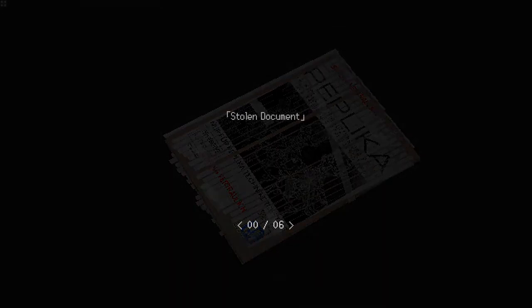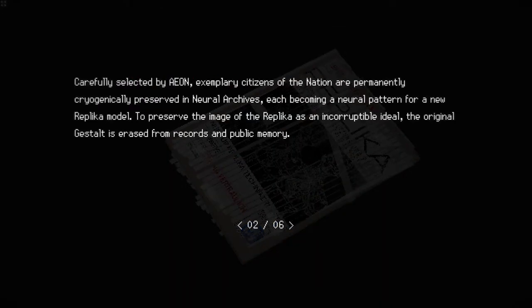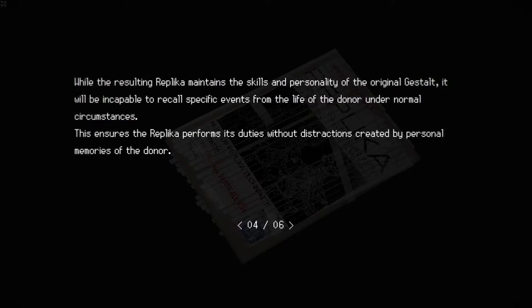Looking around here, another new document named Stolen Files is found. It reads as follows. Carefully selected by Aeon, exemplary citizens of the nation are permanently cryogenically preserved in neural archives, each becoming a neural pattern for a new replica model. To preserve the image of the replica as an incorruptible ideal, the original gestalt is erased from records in public memory. During this production process, when experienced bioresonant technicians copy that neural pattern to a new unit, a majority of episodic memories are altered and suppressed.